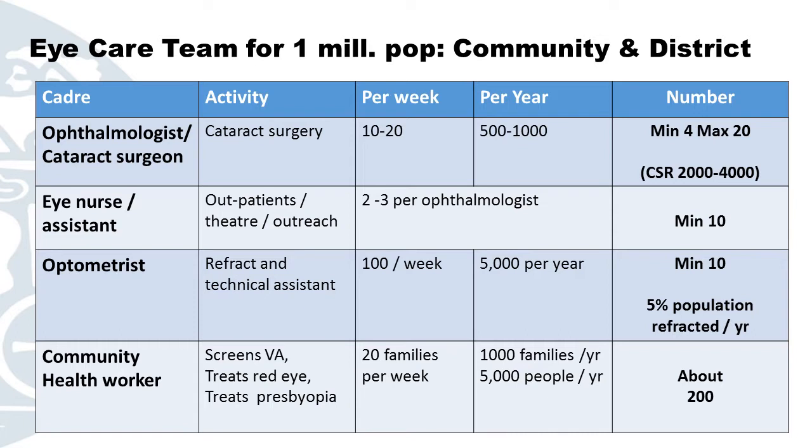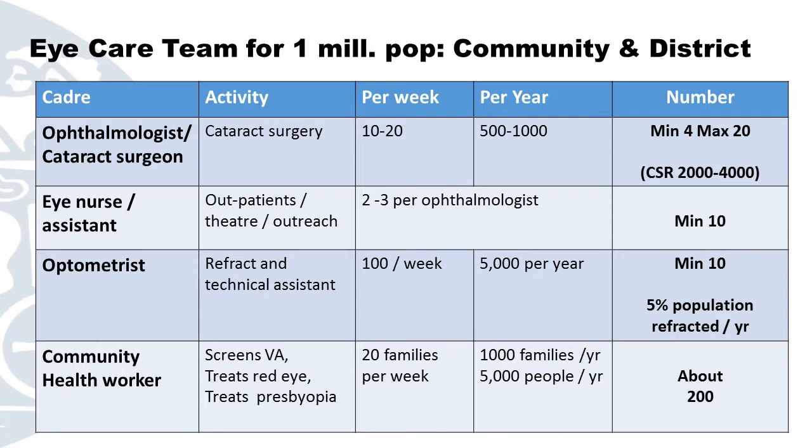So if we want a cataract surgical rate of 2,000 to 4,000, which is the kind of minimum to ideal that's recommended per million, we would really need 4 cataract surgeons per million as a minimum figure. Then moving to eye nurses and assistants, it's recommended to have at least 2 to 3 nurses or assistants per ophthalmologist. So if we have a minimum of 4 ophthalmologists, we need a minimum of 10 nurses or assistants.